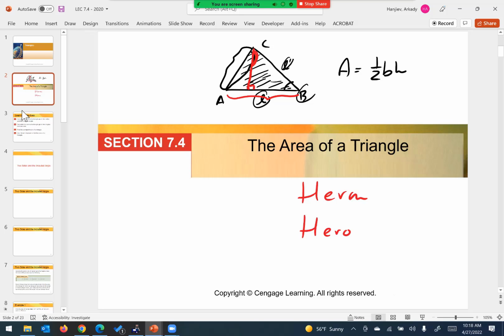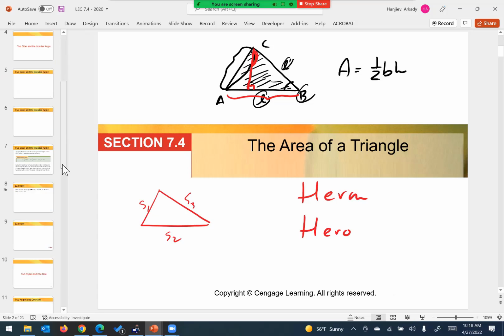So he came up with a system like, okay, if I can do this, can I figure out an area for a triangle just based upon sides only? It's like side 1, side 2, side 3. That's it. What do you guys think about that? Think about how that happened and go from there.